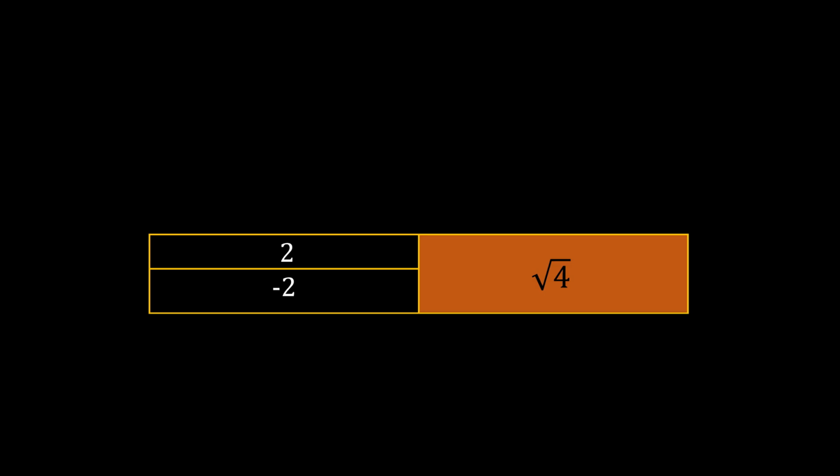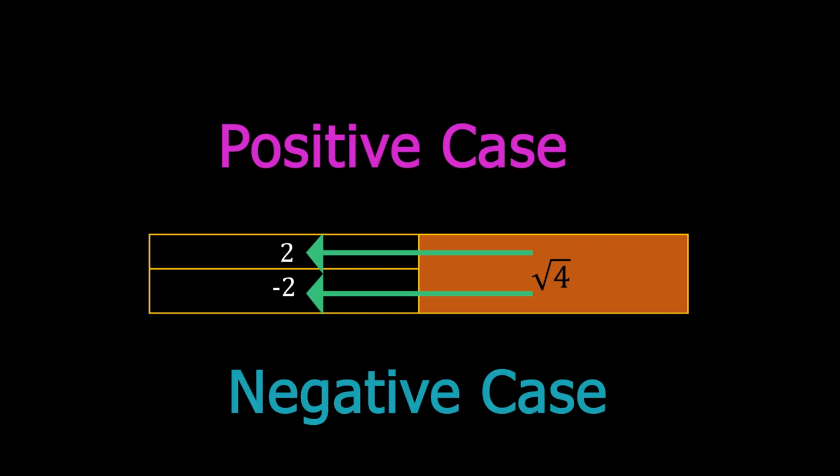What is 2 squared? And what is negative 2 squared? Well, they're both 4. Okay, so let's do some backwards thinking now. If we want to find the square root of 4, we are asking what number multiplied by itself gives me 4. Then in general, the answer is 2 and minus 2.